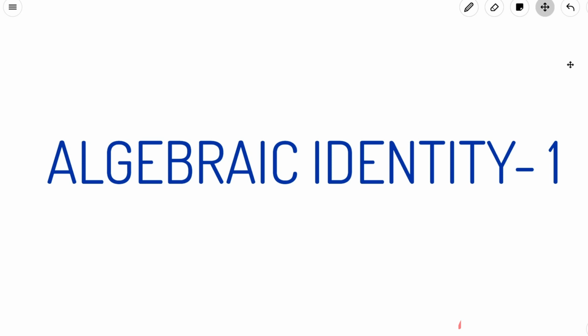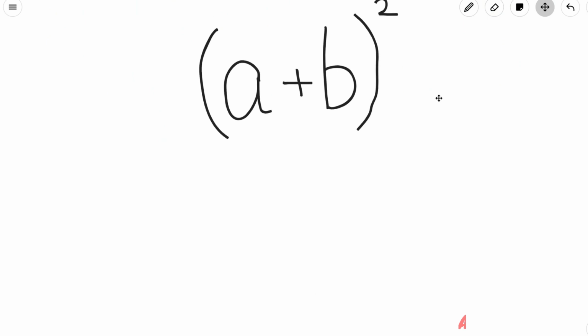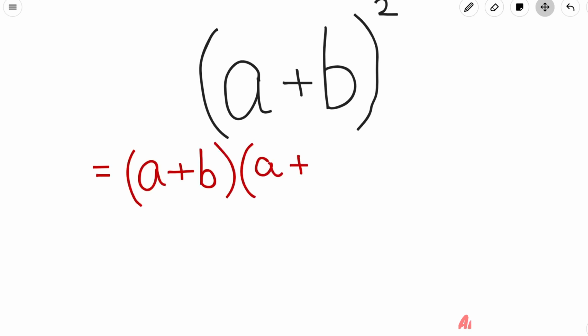Today in this video, let's go through algebraic identity 1. What is a plus b the whole square? Let's expand it. We get a plus b into a plus b. Now let's multiply a plus b with a plus b.